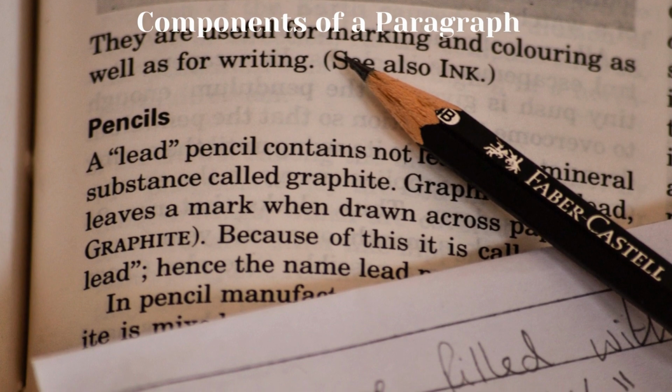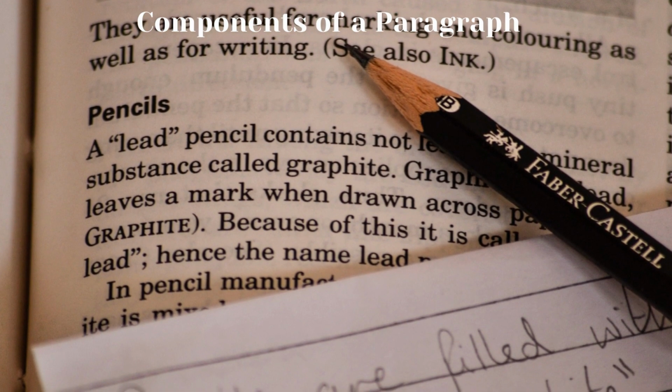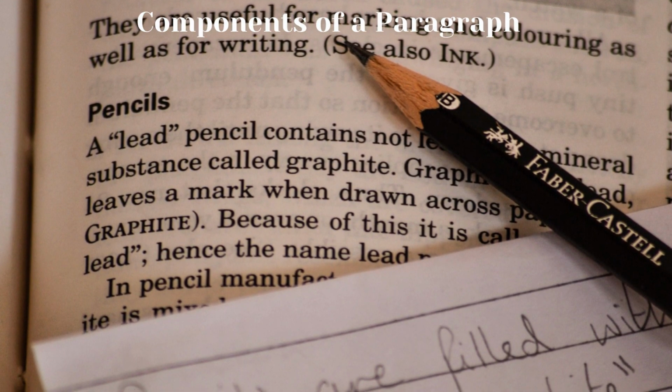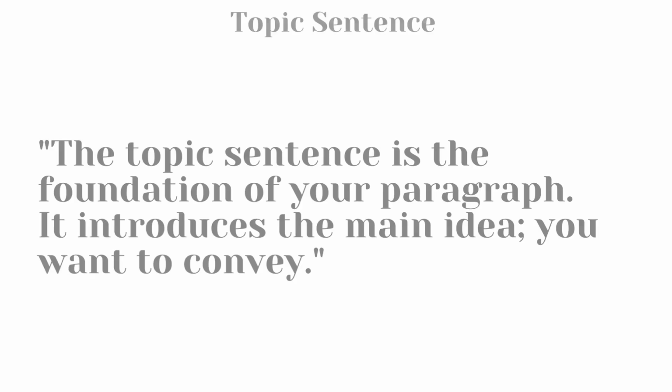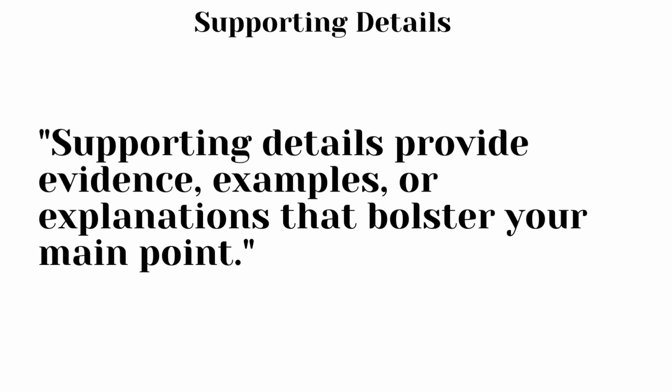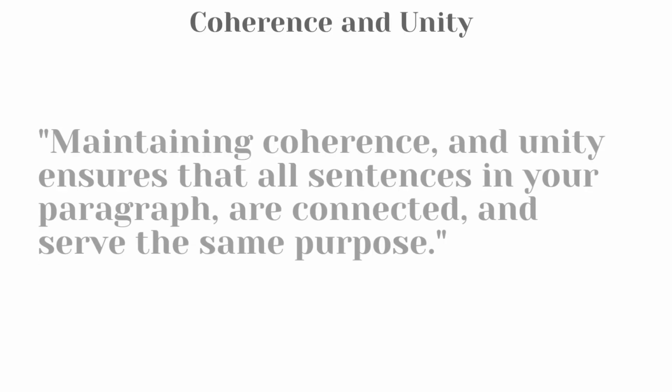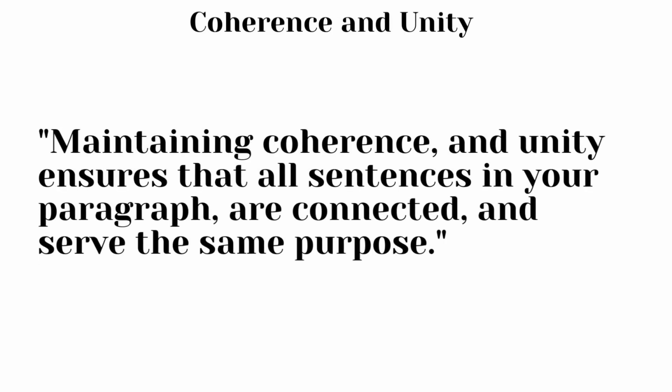Components of a paragraph. A well-structured paragraph consists of several key components as follows. First, topic sentence. The topic sentence is the foundation of your paragraph. It introduces the main idea you want to convey. Second, supporting details. Supporting details provide evidence, examples, or explanations that bolster your main point. Third component, coherence and unity. Maintaining coherence and unity ensures that all sentences in your paragraph are connected and serve the same purpose.